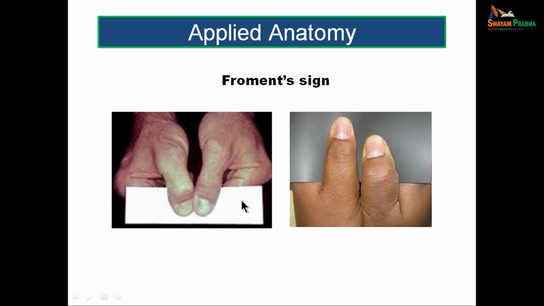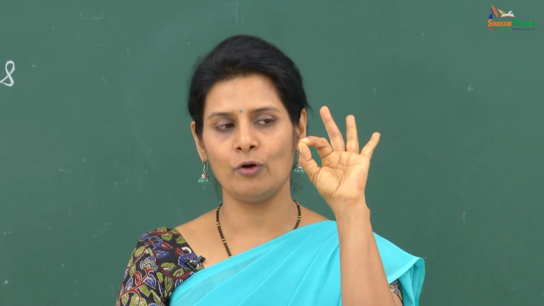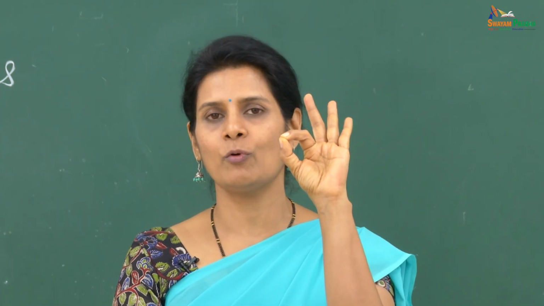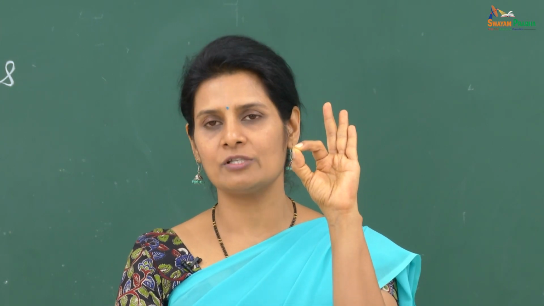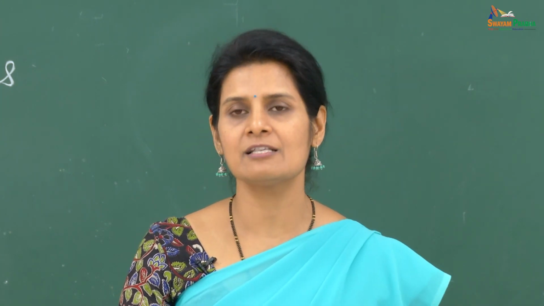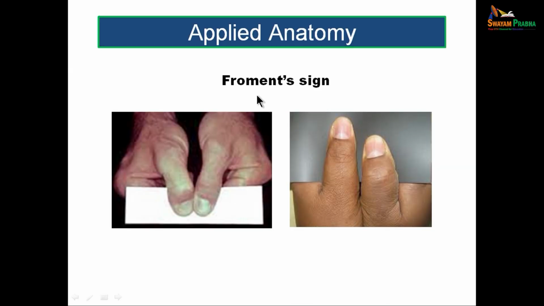So, if you are trying to use the abductor pollicis and the opponens pollicis, you bring these two pulps together. This is not possible while doing this test. This is called Froment's sign. Froment's sign is positive in median nerve injury.